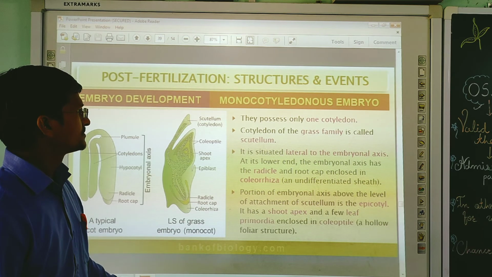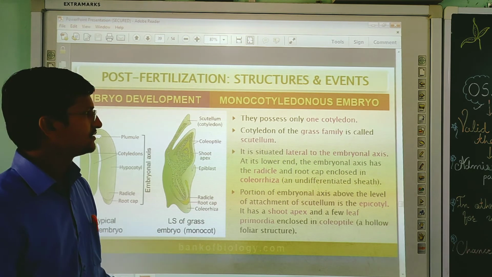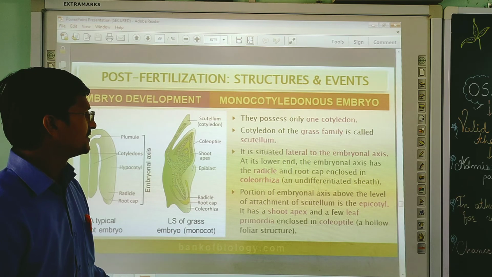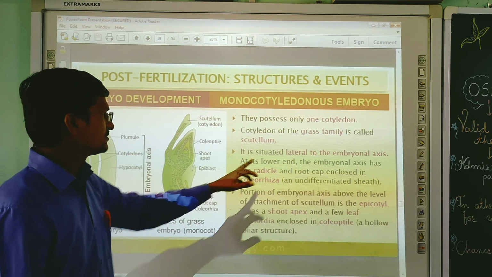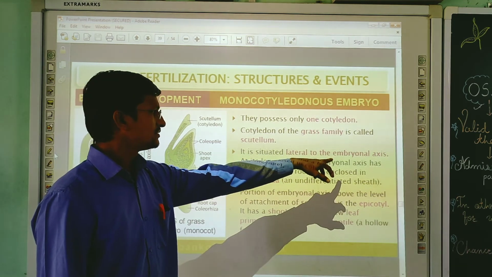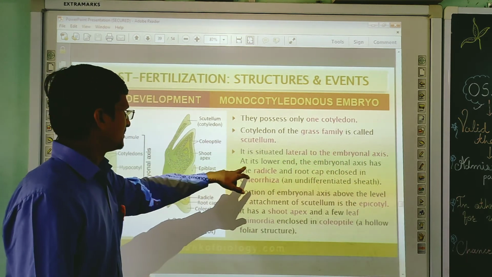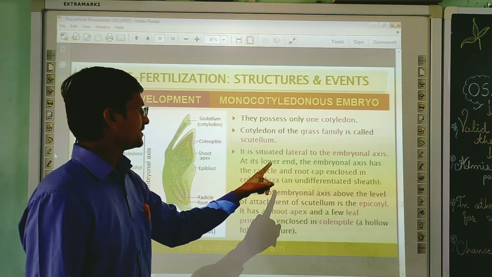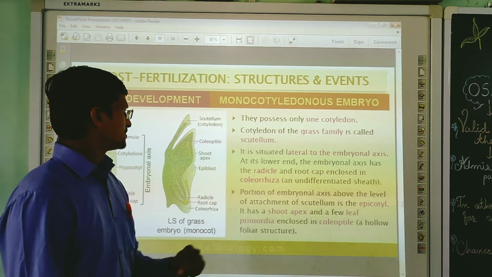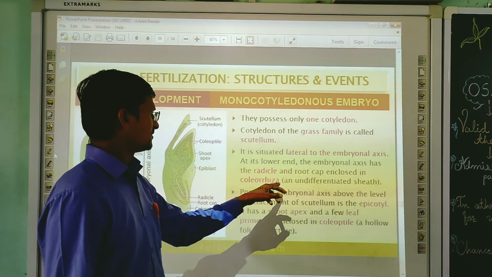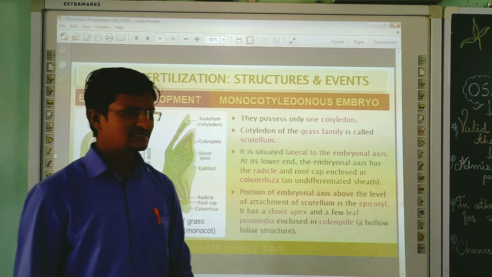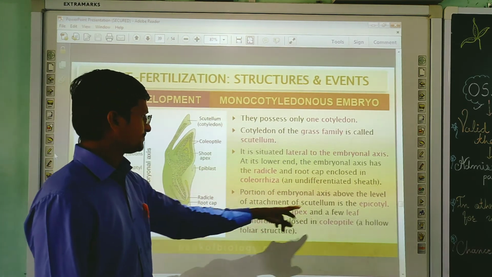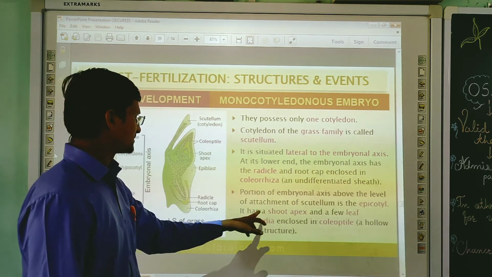In monocotyledons only one cotyledon will be there, and it is situated lateral to the embryo axis. At the lower end, the embryo axis has the radicle and the root cap enclosed by an undifferentiated sheath. Here the epicotyl has the shoot apex.